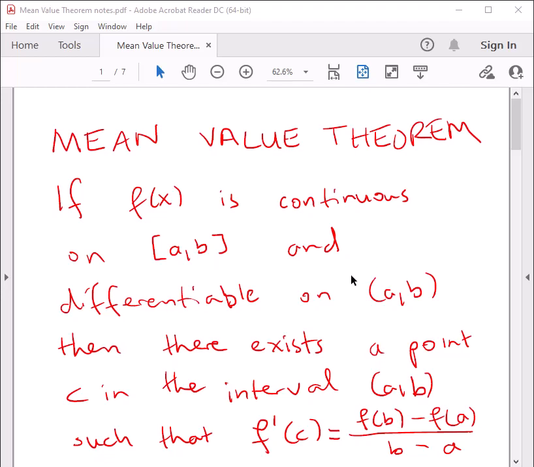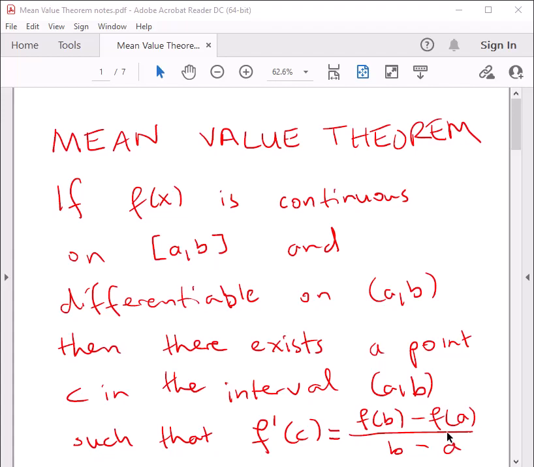Hello, in this video we are going to talk about the mean value theorem. The mean value theorem states that if we have a continuous function f on an interval a to b, and if this function is differentiable inside a to b, then there exists a point c in this interval a to b such that the derivative of the function at c is equal to the slope of the line connecting the endpoints, like this expression here, f of b minus f of a divided by b minus a.